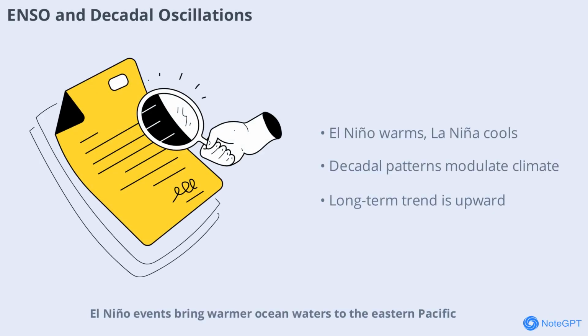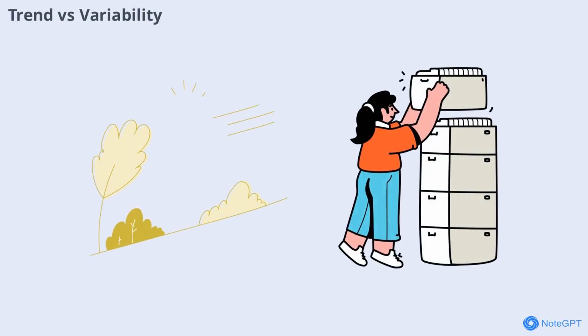El Niño events bring warmer ocean waters to the eastern Pacific, shifting rainfall and raising global temperatures, while La Niña does the opposite. Decadal oscillations like the PDO and AMO affect climate over longer periods, influencing droughts, hurricanes, and regional weather. These oscillations cause ups and downs in global temperature trends but average out over time, leaving the long-term warming trend driven by greenhouse gases. It's important to distinguish between short-term climate variability and long-term trends.